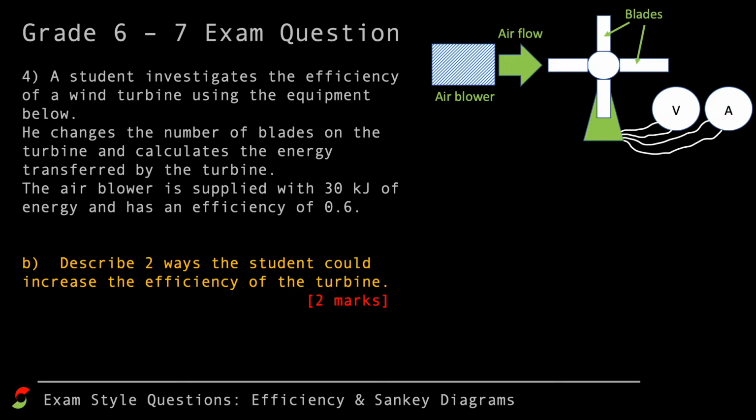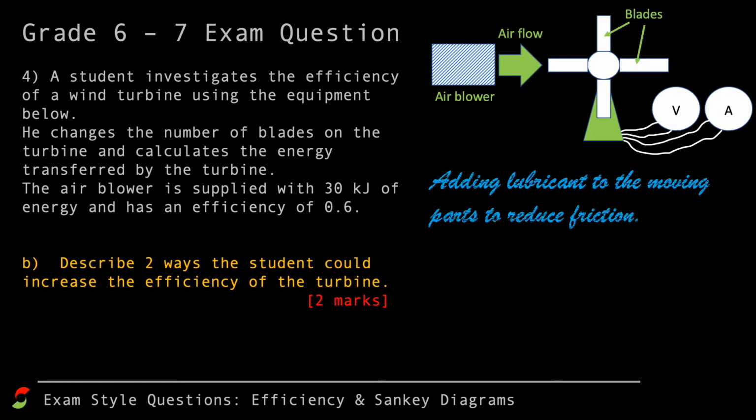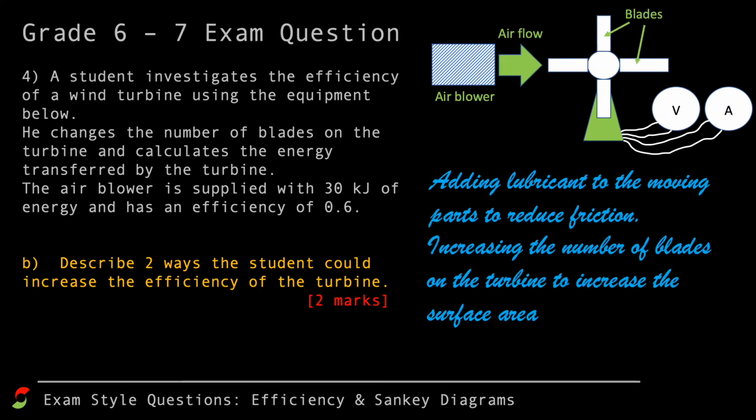So the most obvious thing is, because there's moving parts, we could add lubricant which would actually reduce friction on the moving parts. And the second part is about the blades. So one of the things that we could do is increase the number of blades. That would increase the area of the blades and increase the efficiency, perhaps. And we could also perhaps change the angle that the blades make with the wind, and that could possibly increase the efficiency.